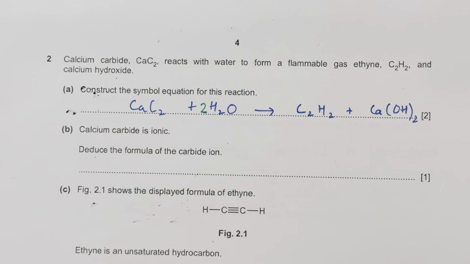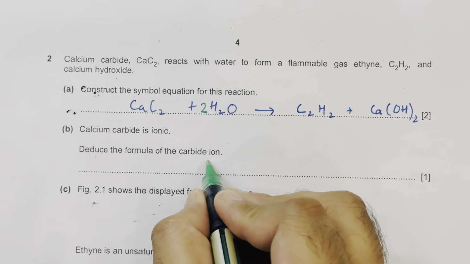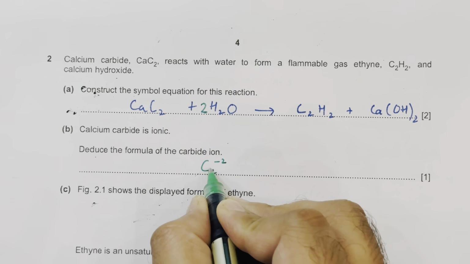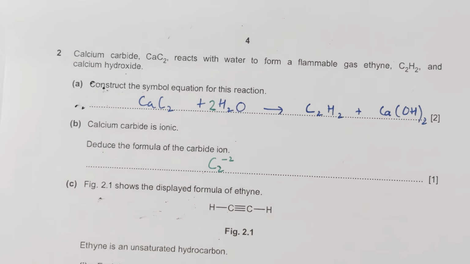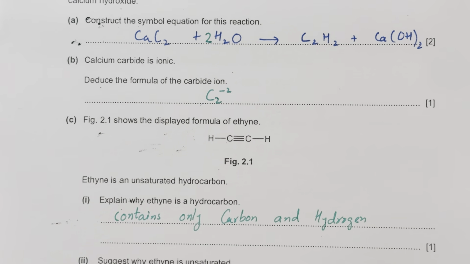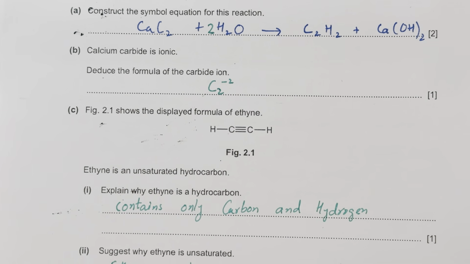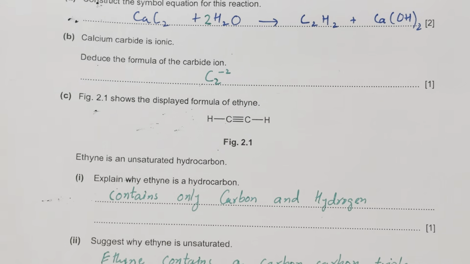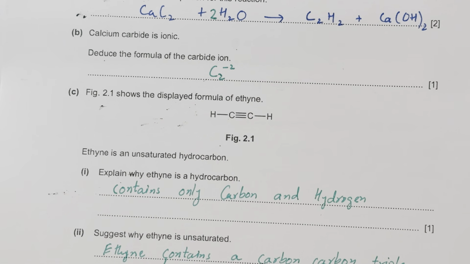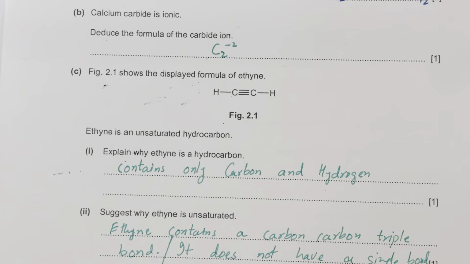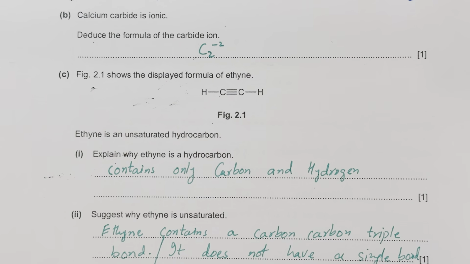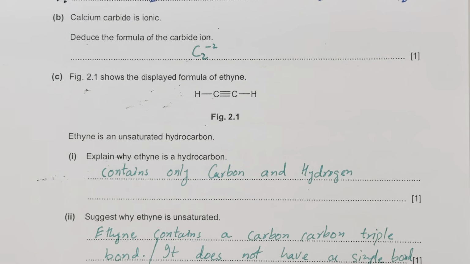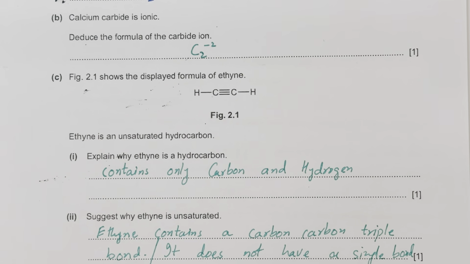Calcium carbide is ionic. Deduce the formula of the carbide ion. Carbide ion has a formula of C2 2-. Moving to part C. Figure 2.1 shows the displayed formula of ethyne. Ethyne is an unsaturated hydrocarbon. Unsaturated hydrocarbons are those that have a double bond or triple bond between carbon and carbon atoms. Explain why ethyne is a hydrocarbon. Because it contains only carbon and hydrogen atoms, that's why it is a hydrocarbon.